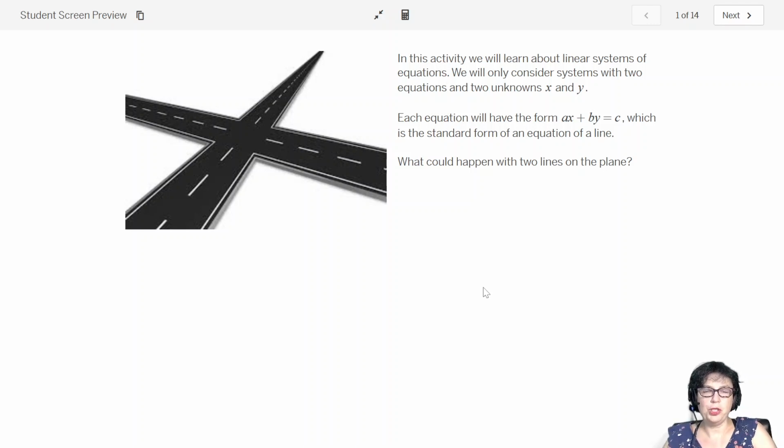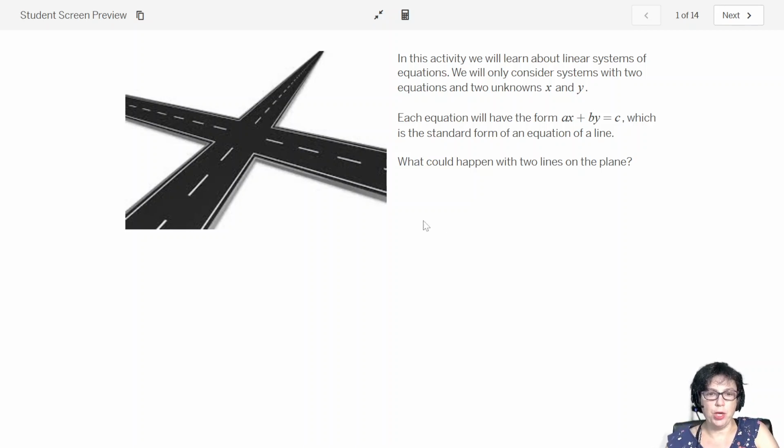So when we start solving linear equations, the first problem that we're going to usually do is have a system of two equations. Each equation is going to have a standard form of a line, something like 2x + 3y = 5 or -x + y = 7.